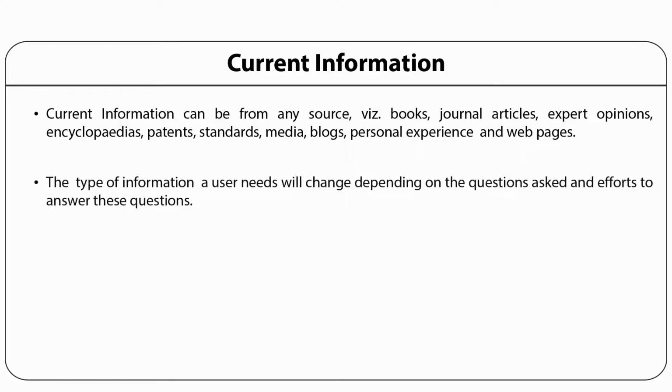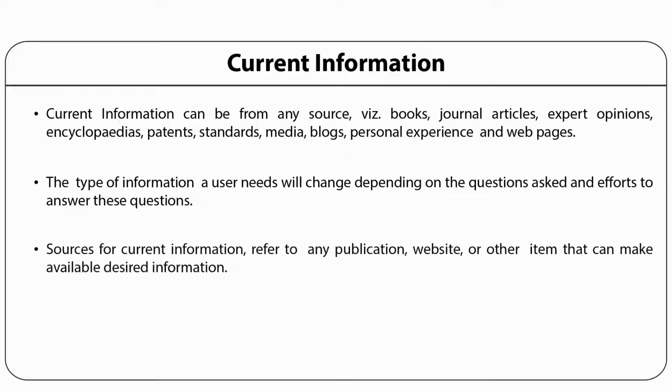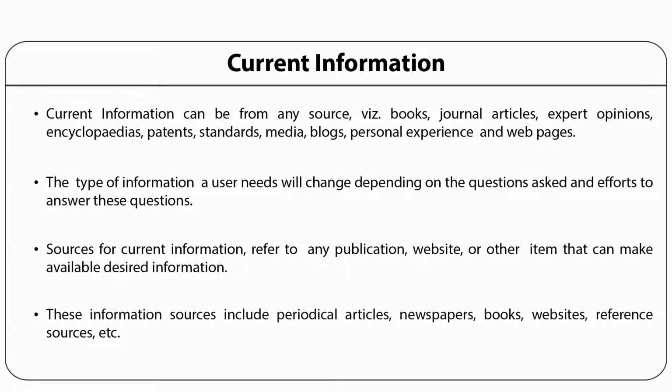The type of information a user needs will change depending on the question asked and efforts to answer these questions. That is when current information is required. Sources for current information refer to any publication, website, or other item that can make available desired information. These information sources include periodical articles, newspapers, books, websites, reference sources, etc. Let us understand the difference between current awareness and current information.